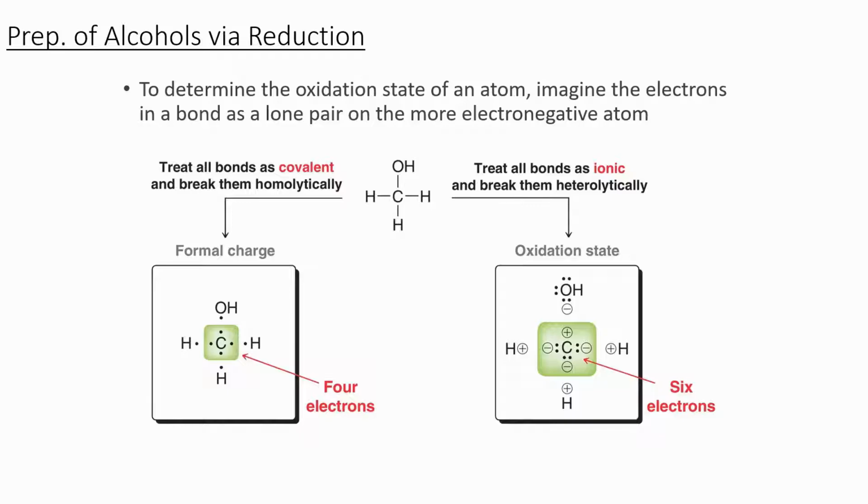So the carbon attached to the hydrogen is going to be sharing more of those electrons, gathering more. So we're going to give the carbon 2 electrons for each hydrogen and only 0 electrons for the oxygen, because the oxygen is more electronegative than the carbon. So if we treat these bond breaks as heterolytic or ionic bonds, then we end up with 6 electrons attached to the carbon. So the oxidation state compared to the formal charge is 4 electrons compared to 6 electrons.